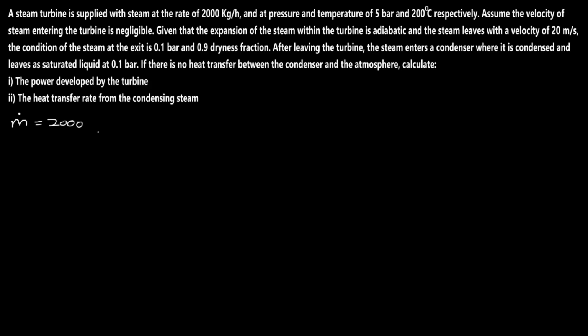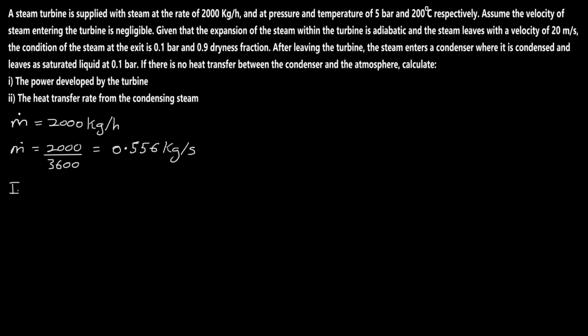We know our mass flow rate, 2000 kg per hour. To convert this to kg per second, we divide by 3600, which is the number of seconds in 1 hour. And we get our mass flow rate as 0.556 kg per second.